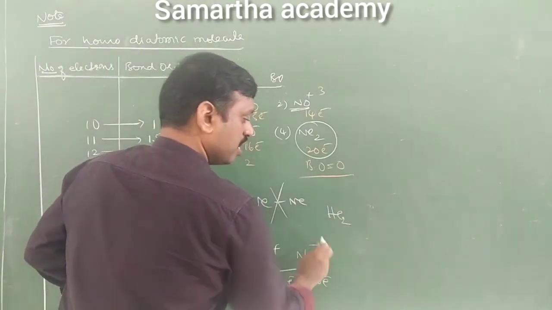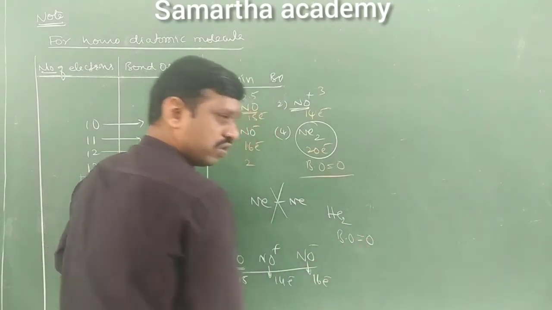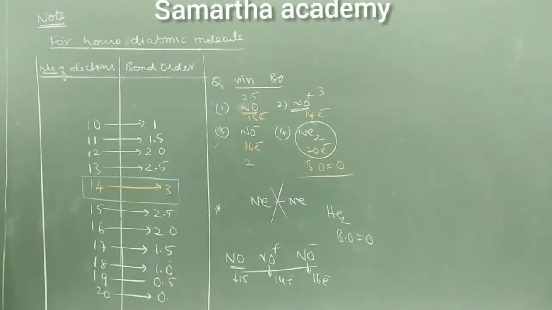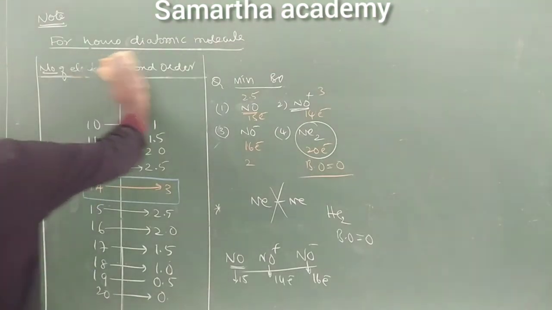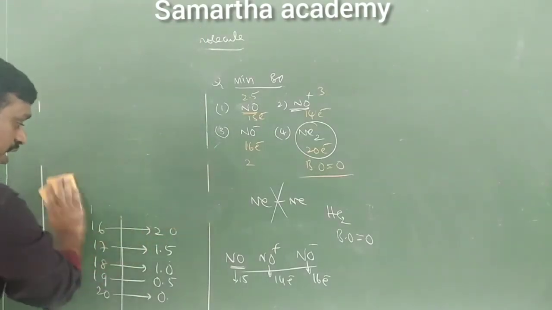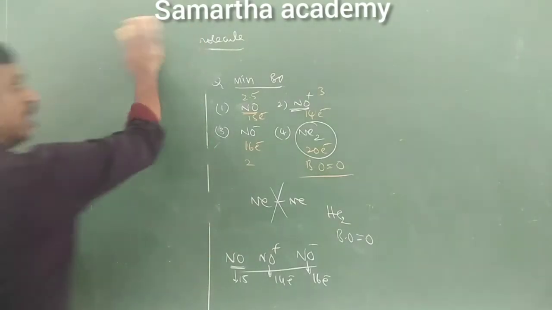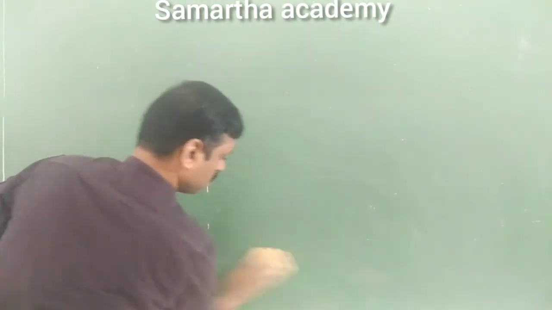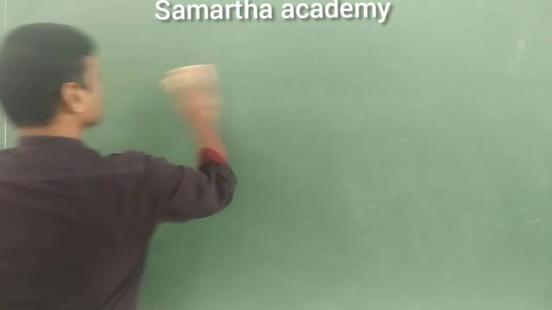It means if I write He2, its bond order is 0. That means all the noble gases have 0 bond order. Right, one point. All the noble gases have 0 bond order. It means there is no bond between any two noble gases. Okay. So these are the possible questions in MOT. Other than this, nothing else. Okay. And last one more question.